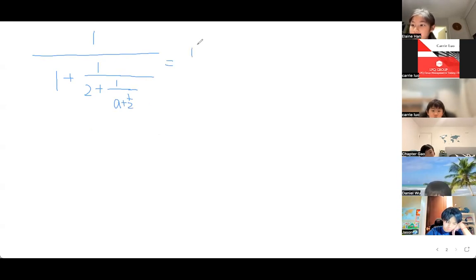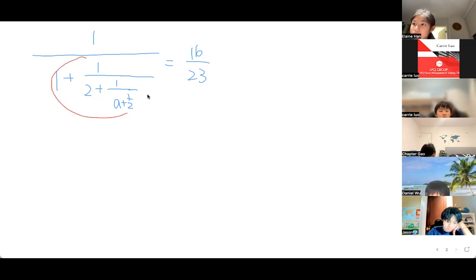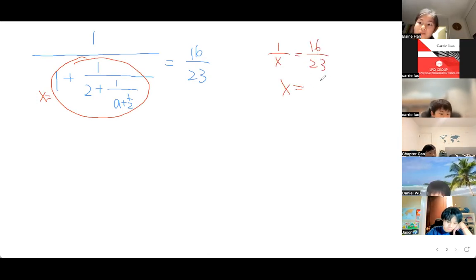So we have 1 over 1 plus 1 over 2 plus 1 over a plus half equals 16 over 23. Okay, if that's the case, I want you to consider this whole thing as a bigger x. So 1 over x equals 16 over 23. So x equals what? Can you tell me? X is equal to 23 over 16.